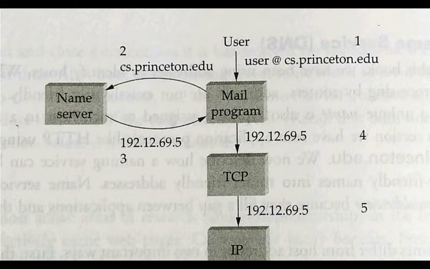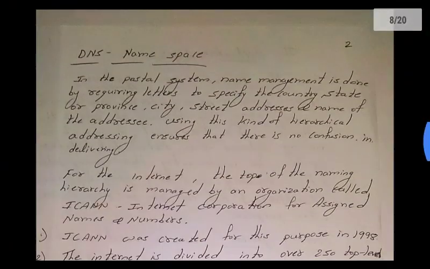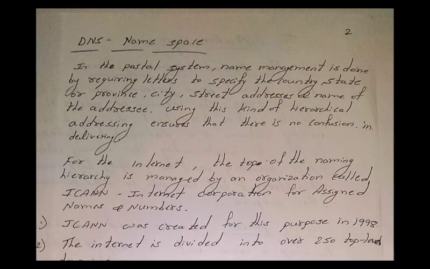Now we are going to study in detail about this DNS naming system. You are going to study what is meant by the DNS namespace. Before going to this, we are going to see one example in the postal system. In the postal system, name management is done. They give some specific codes to represent the country, state, or any particular province, city, or even the street address.